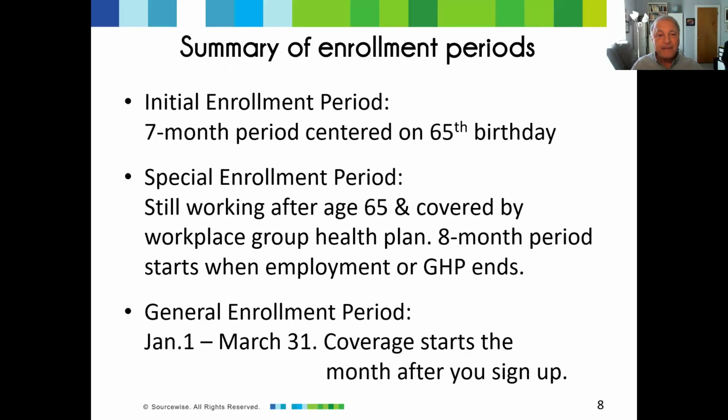So to summarize, you have an initial enrollment period, that's that 7-month window, centered on the month you turn 65. A special enrollment period, if you're still working or covered by a workplace or union plan due to your active employment. You can then enroll up to 8 months after that coverage ends, but don't wait that long. Do it right away. You don't want to be without coverage. And then, of course, as I mentioned, the general enrollment period, which is the first quarter of every year, and your coverage would begin the month after you sign up.